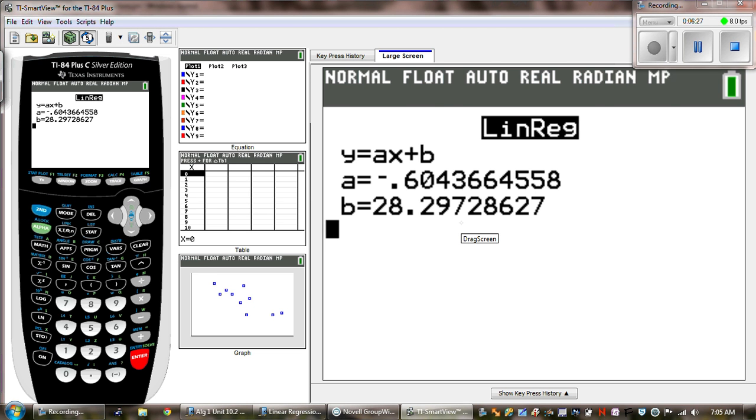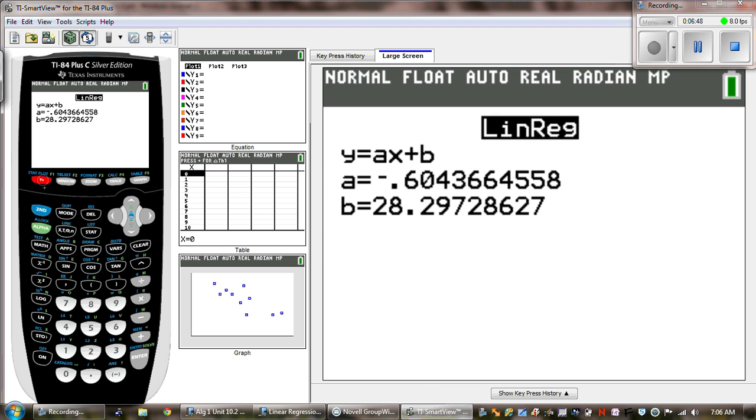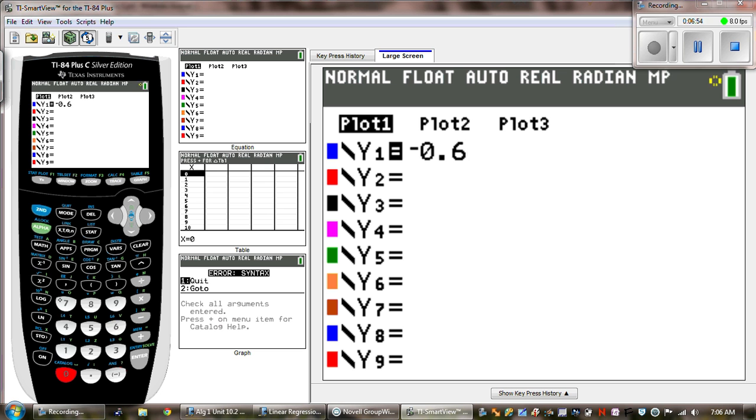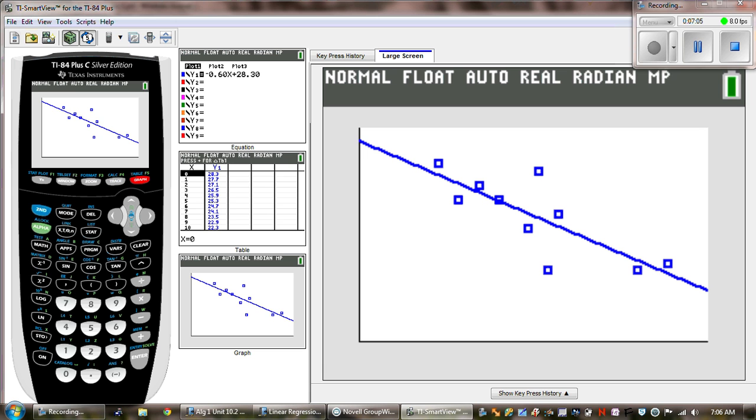So you guys have your calculator in front of you. I'm just going to go ahead and write the equation. It's going to be y equals negative 0.60x plus 28.30. That's because of rounding, okay? And now I can come back in and graph this line. So it's negative 0.60x plus 28.30. And when we graph it, there's our line of best fit. And you can see how the points are farther away from the line, so it is weak.